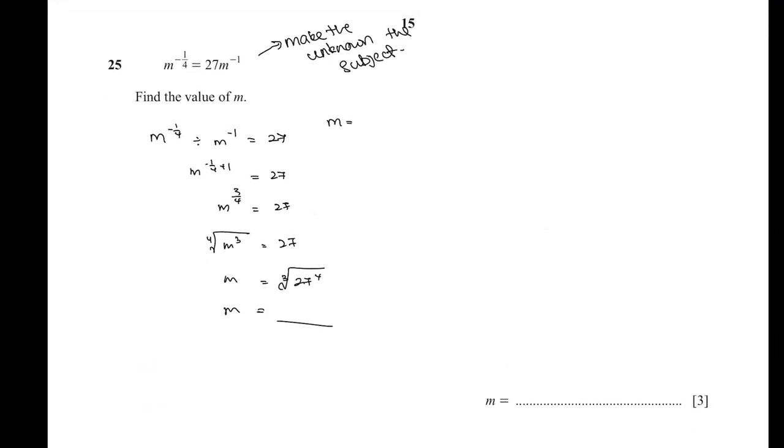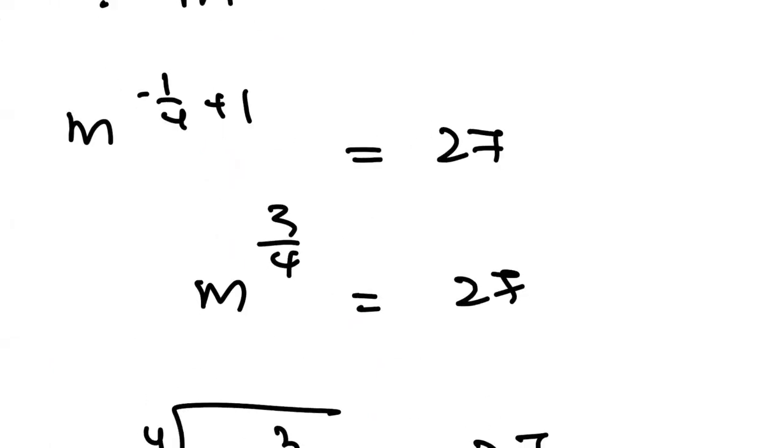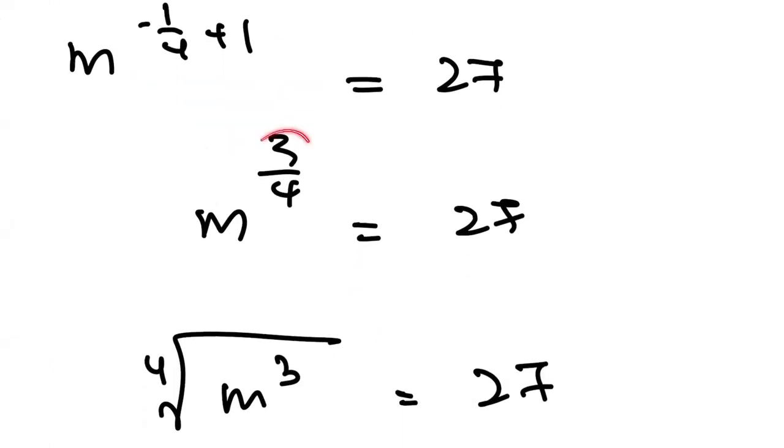So here, find the value of m. First we need to make m the subject. This is a multiplication, move over and it becomes a division. Division, you can see lots of indices, division means minus. So minus minus becomes a positive here. So negative 1/4 plus 1, after you add it, you get 3/4.